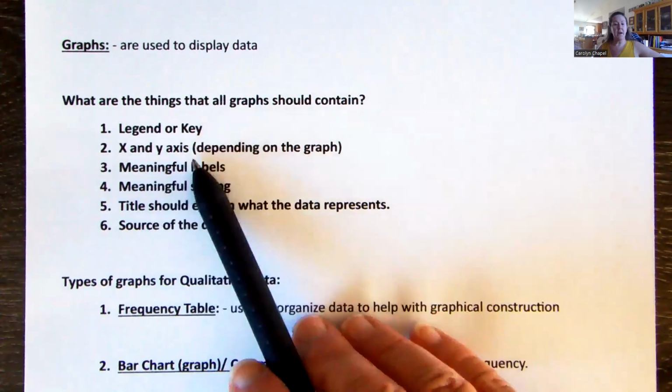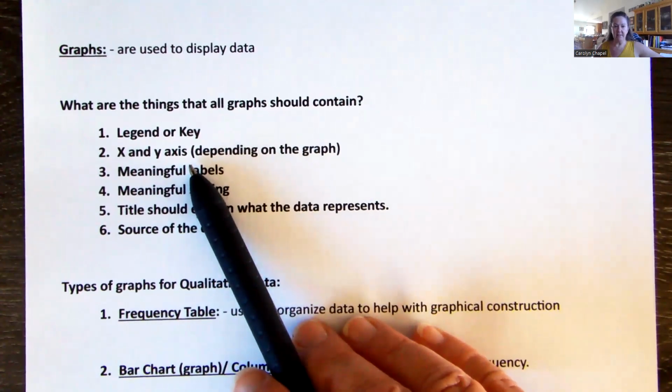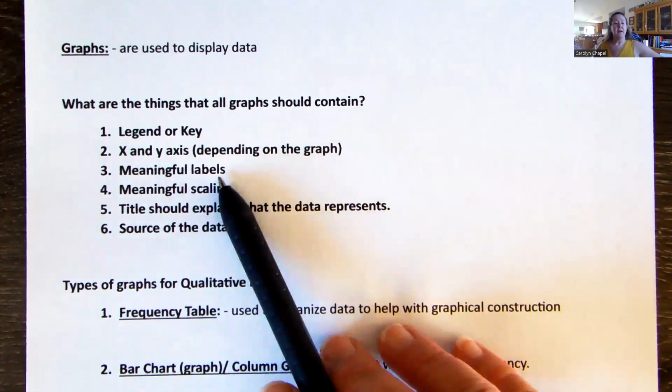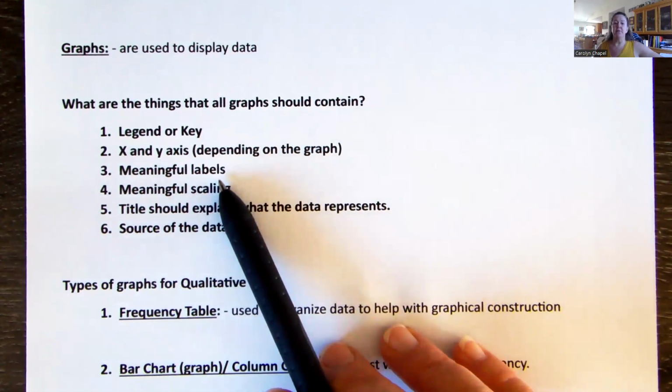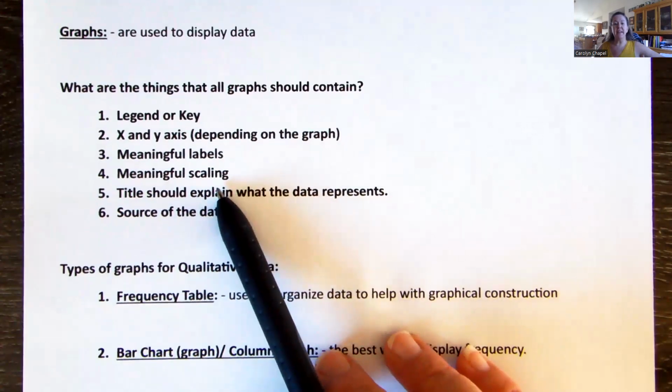You should have an X and Y axis, of course, depending on the graph. Not all graphs will have an X and Y axis, and we will see one today that will not. But if we do have X and Y axis, make sure to label those things with something that's meaningful. In other words, it will tell the reader what they're looking at, what that aspect represents. You also want to have some sort of meaningful scale.